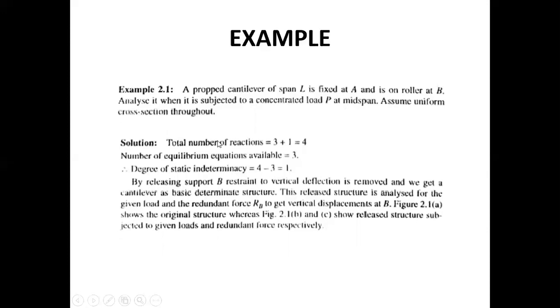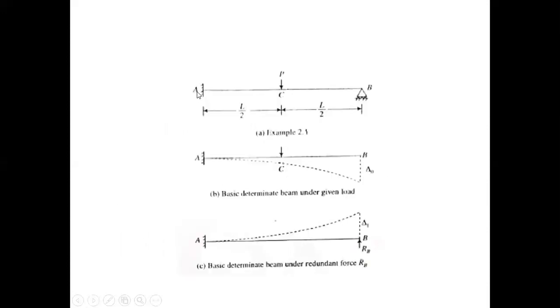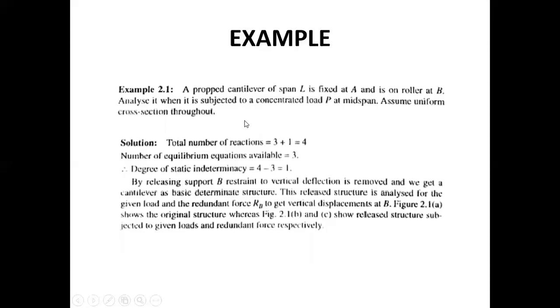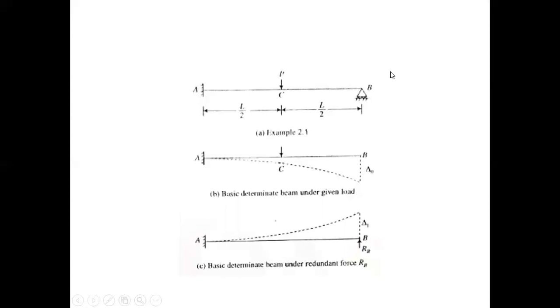So we'll start with finding out the static indeterminacy first. In this beam, there are three reactions at the fixed end and one at the roller end. So total will be four. See over here, 3 plus 1, that is 4, and the degree of indeterminacy, as we all know, is the number of reactions minus the equilibrium conditions, that is 3. So it is 1. Basically this beam is indeterminate to a degree of 1.